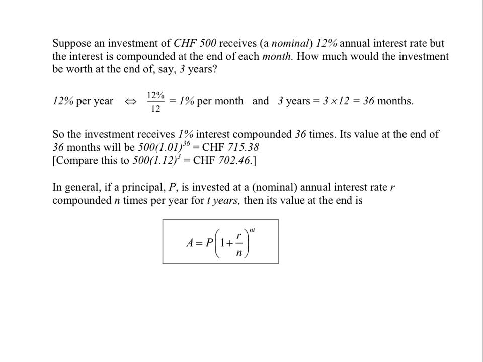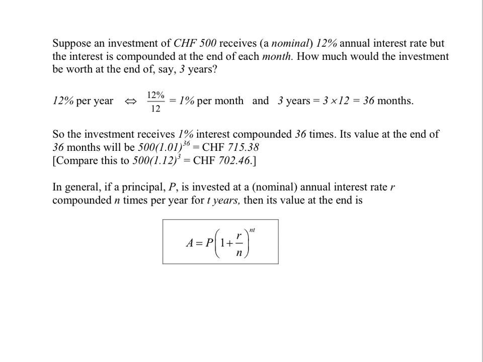If you had an investment of 500 Swiss francs at a 12% annual interest rate, but the interest was compounded monthly, so it's added every month, we'd have to do the calculations in a slightly different way. We know it's 12% per year. What we would do is translate that so that it was just 1% per month. And we'd think about the 3 years as being 36 months.